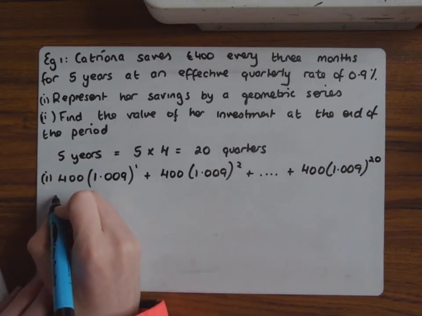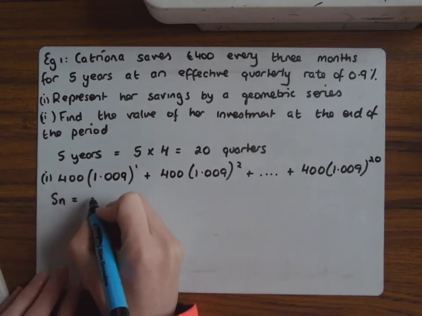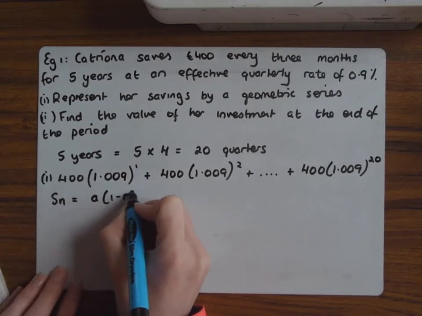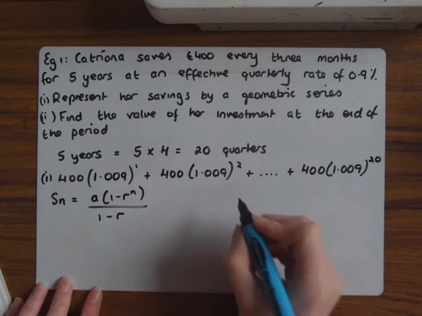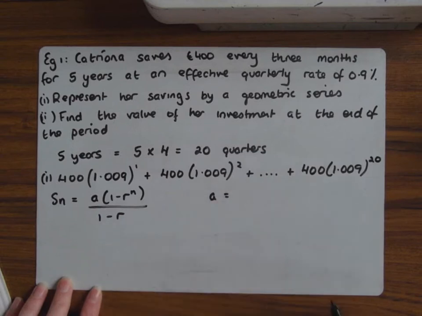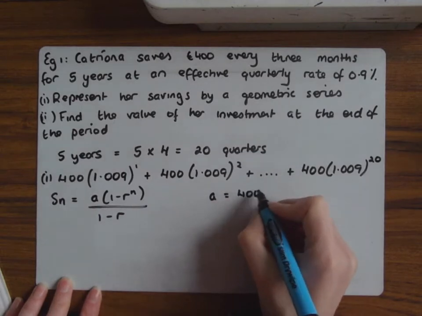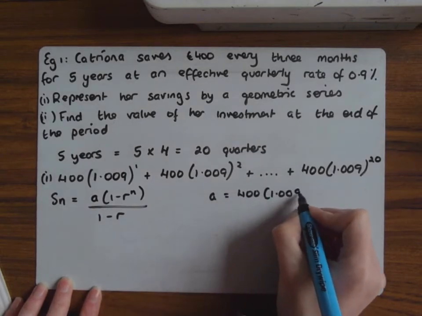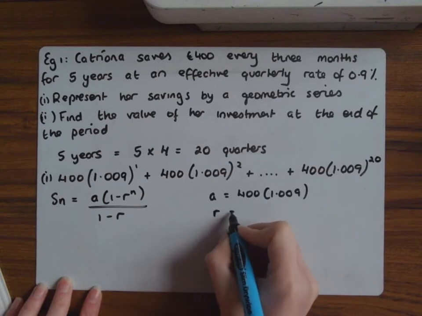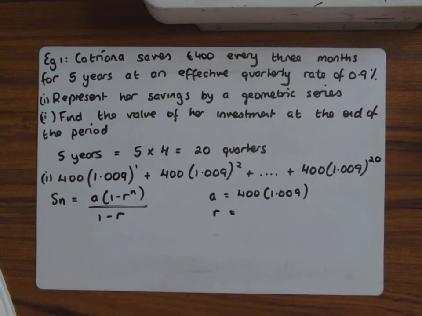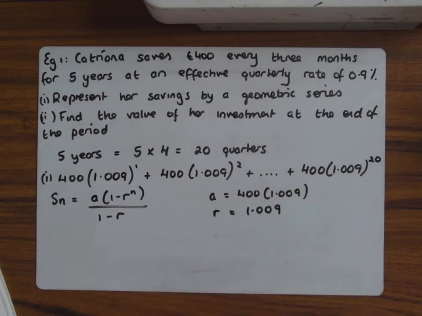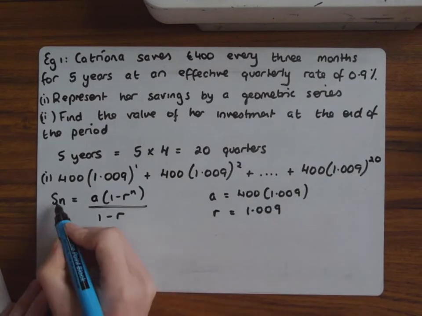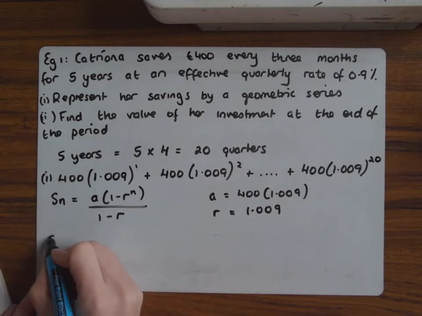Okay? So Sn is, there's my formula for Sn, taken from the logbooks. Okay? A is the first term. And r is my common ratio. What did I multiply by each time? 1.009, exactly. And then you're just going to do S, that's Sn, I'm interested in S20.